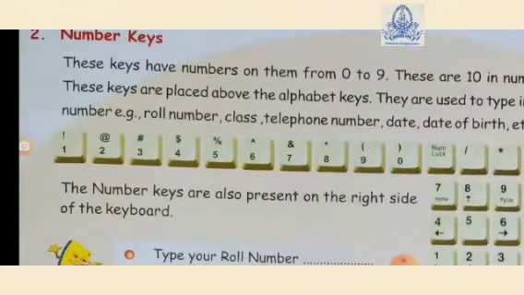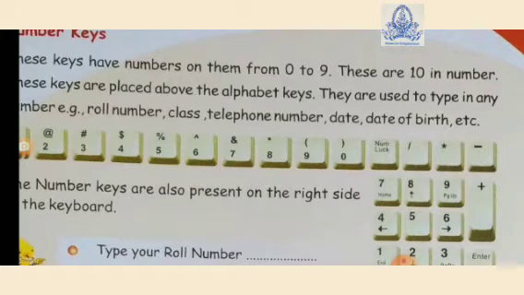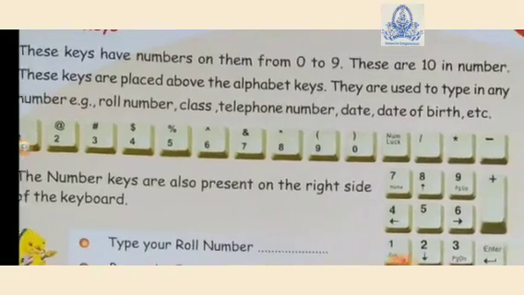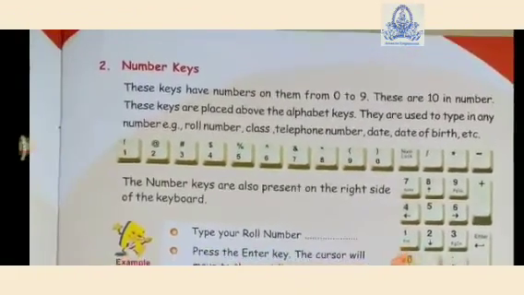Next one, number keys. These keys have numbers on them from 0 to 9. These are 10 in number. These are placed above the alphabet keys. They are used to type numbers. I think you have seen where the numbers are available. They are located above the alphabet keys, or on some keyboards you might have seen them on the extreme right side of the keyboard. 0 to 9, if we count, that is 10 digits.